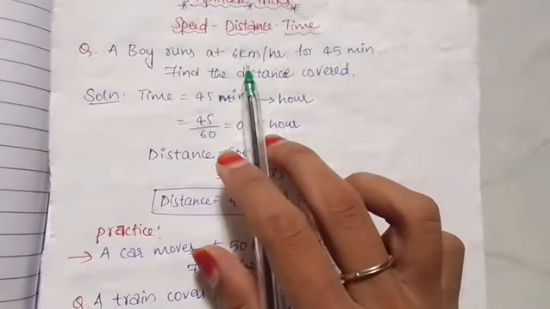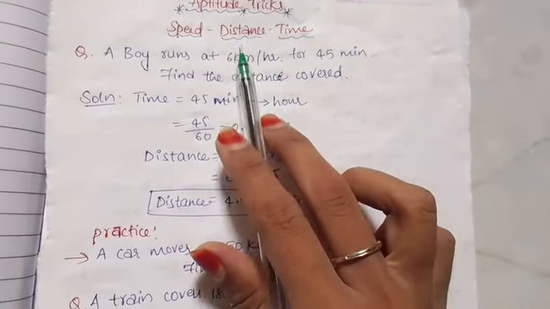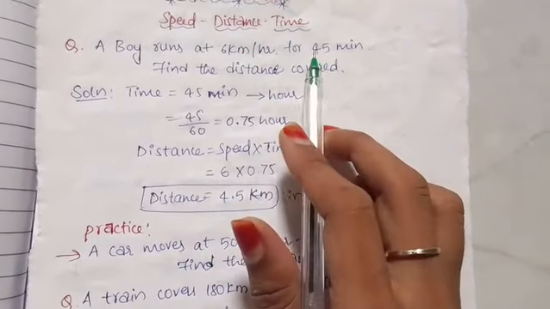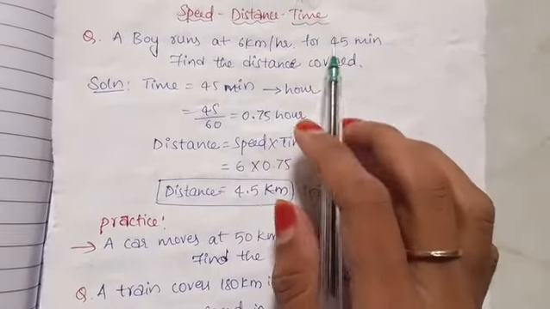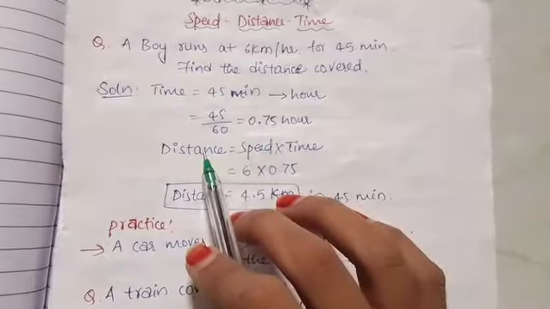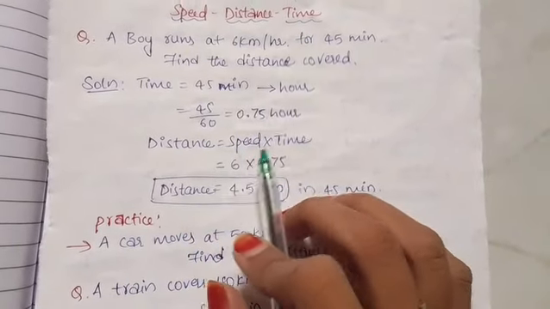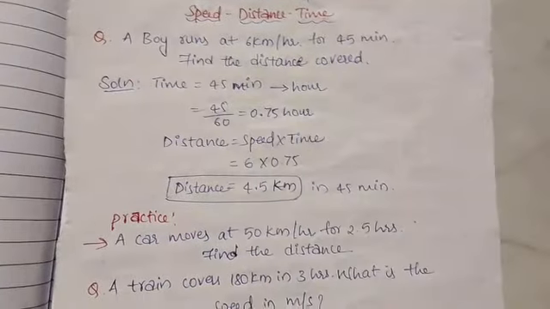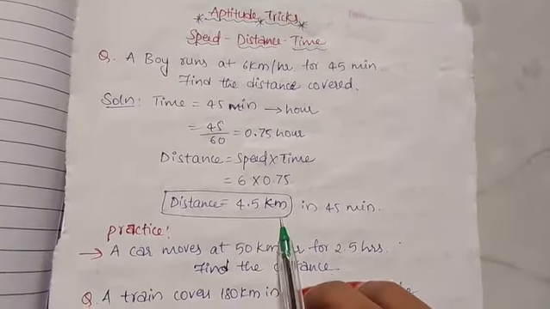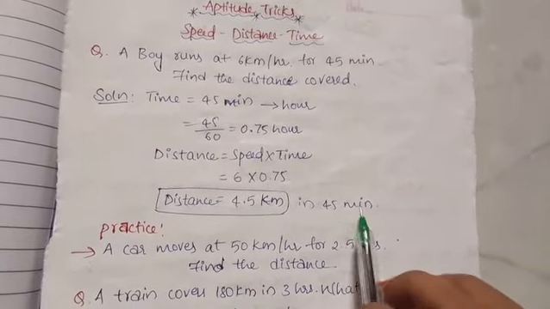Very simple, right? He will take 1 hour to cover 6 kilometers. For 45 minutes, what is the distance covered? Very simple. Convert that to hour, and distance formula is speed into time. Take the speed and time. We will get 4.5 km, that is covered in 45 minutes.